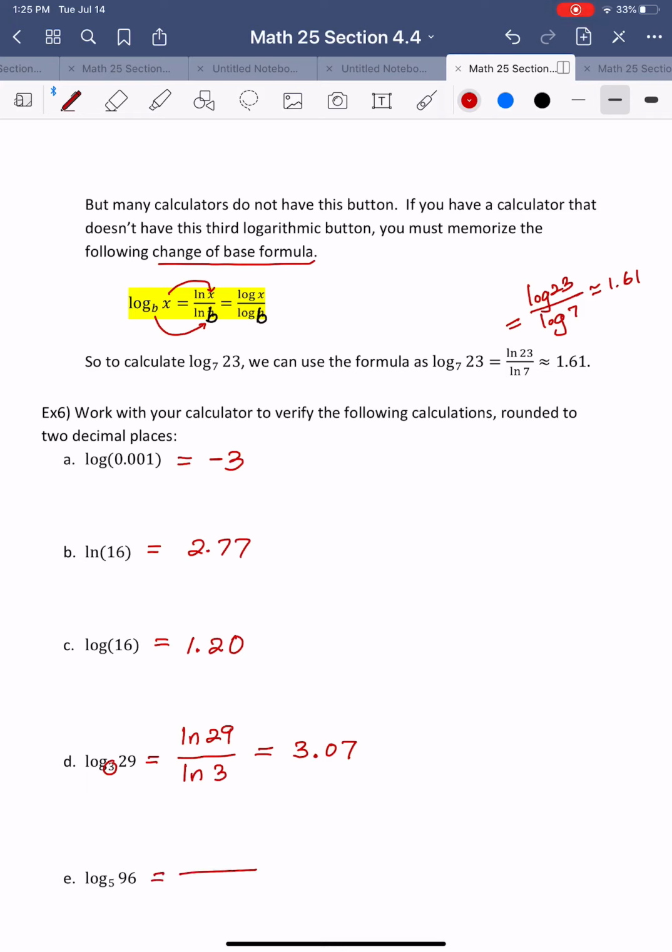The same thing here, but this time I want to use base 10. So log of 96 divided by log of 5, which gives me 2.84. So those are the answers.